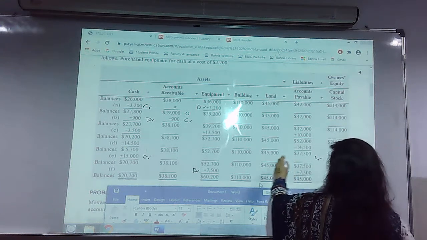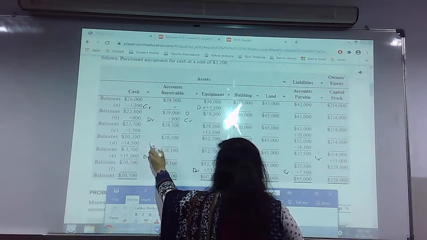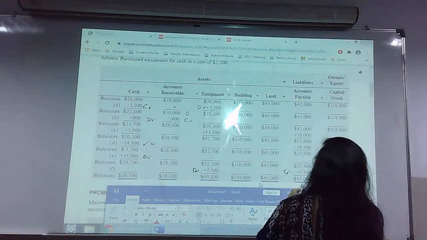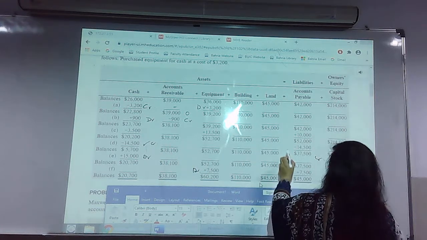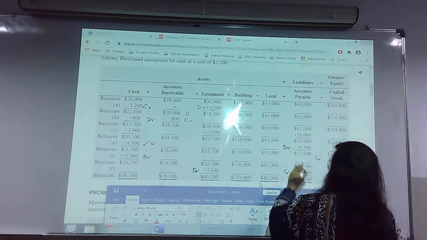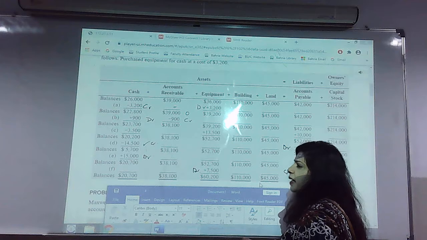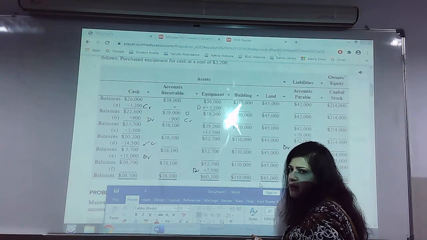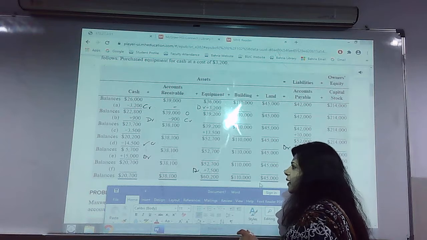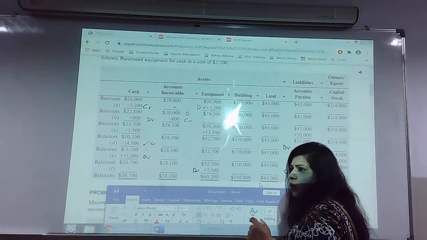Now this transaction has both negative signs. So cash is reduced, you credit it, and accounts payable is offset, which means it is debited. What it means is that probably you settled your payment. It was a payable, and you settled it by giving cash to the person you owed money to.